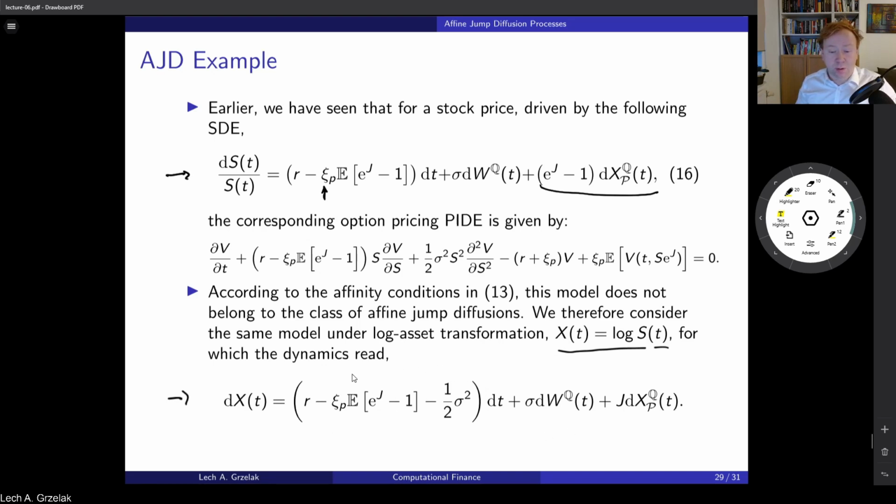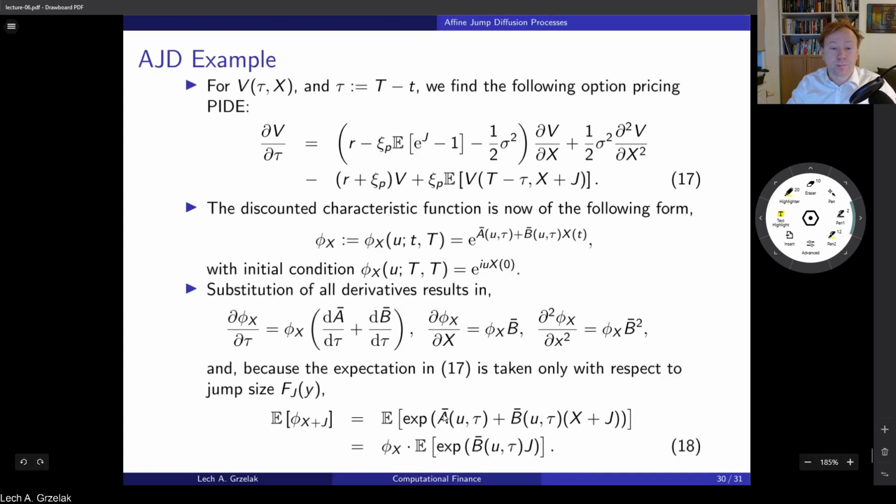And this term obviously is constant. So it's a rather trivial extension in this case because this J is just an independent random variable. Intensity is constant, volatility is constant, and drift is constant too under this framework. So this is what we have. Now the PIDE under x. Again, we switched from S to log of S.